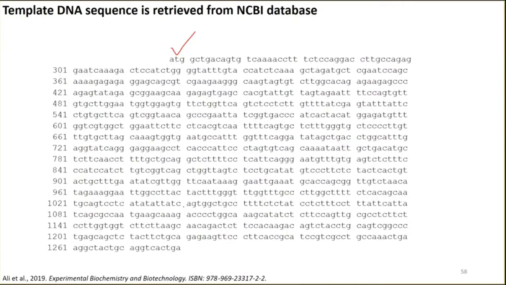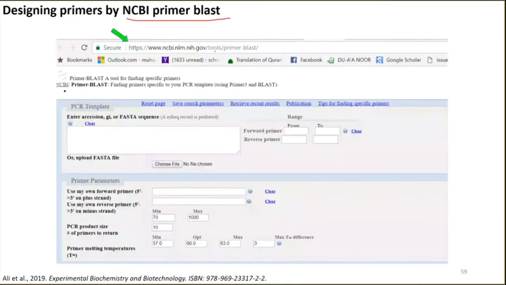And we now open the NCBI Primer Blast. We go to Google and simply put NCBI Primer Blast. After we open this window, this is the web address of this website.